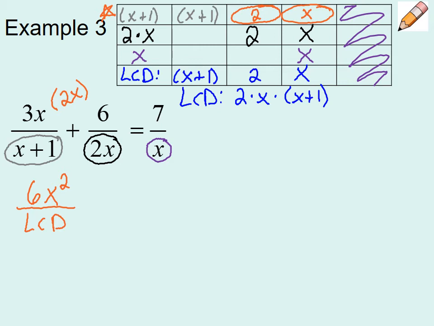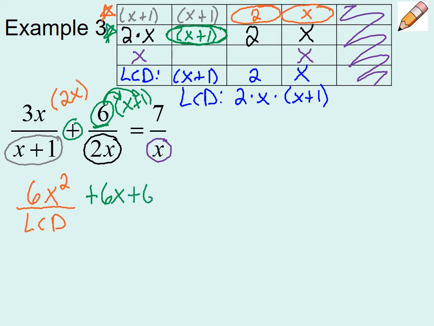Moving on to the second fraction. Okay, so we're going to move on right here. What am I missing? I'm only missing this right here. And this should be, if I look up and down, x plus 1. So I need to take my positive 6 times x plus 1. When I distribute my 6, I get positive 6x plus 6 all over my LCD. Put in my equal sign, and we're going to go ahead and do that last fraction.